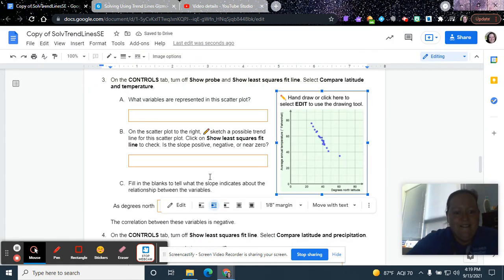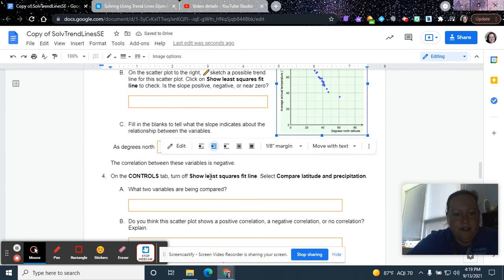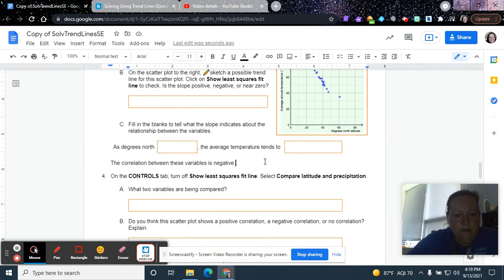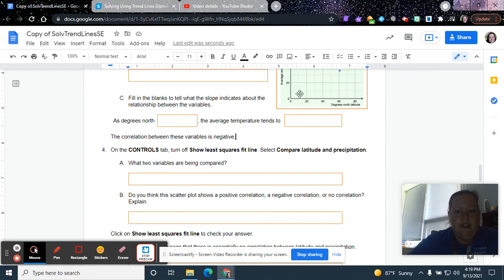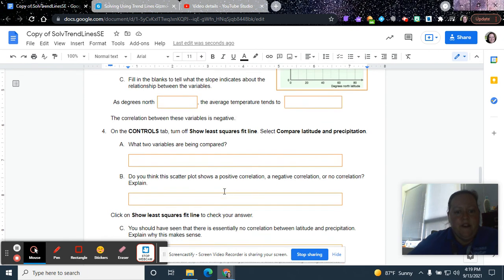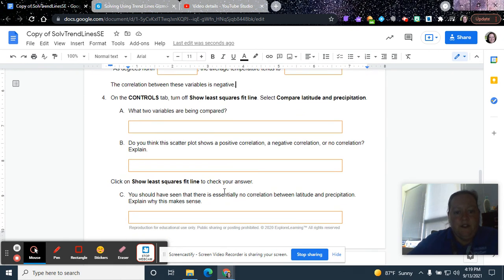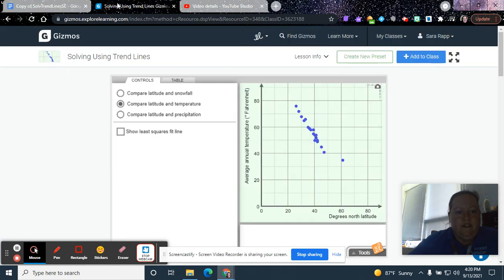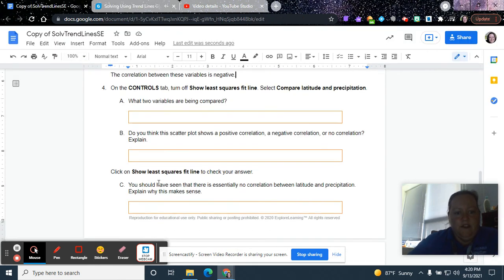Heads up. Fill in the blank to tell what the slope indicates about the relationship between the variables. As the degrees north increase or decrease, you decide, the average temperature tends to increase or decrease. The correlation between these variables is negative. You'll notice it makes a negative slope. Then now we're going to turn off the show least squares fit line and select latitude and precipitation. So now we're going to go down here to latitude and precipitation, and you're going to do the same thing.